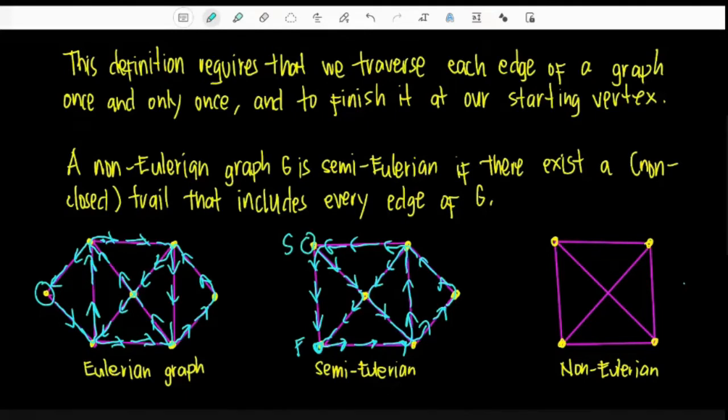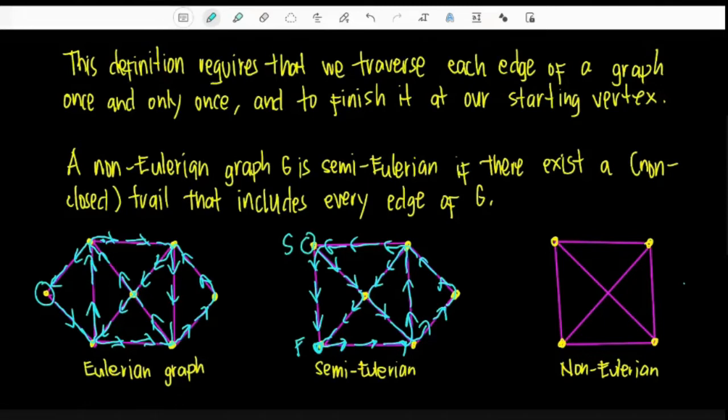So, it's not a closed trail. So, it's not a Eulerian Trail. But still, nadaanan natin yung lahat ng edges once and only once. So, this is a semi-Eulerian Trail. Or rather, this is a semi-Eulerian graph. Okay. Now, the third example is non-Eulerian.